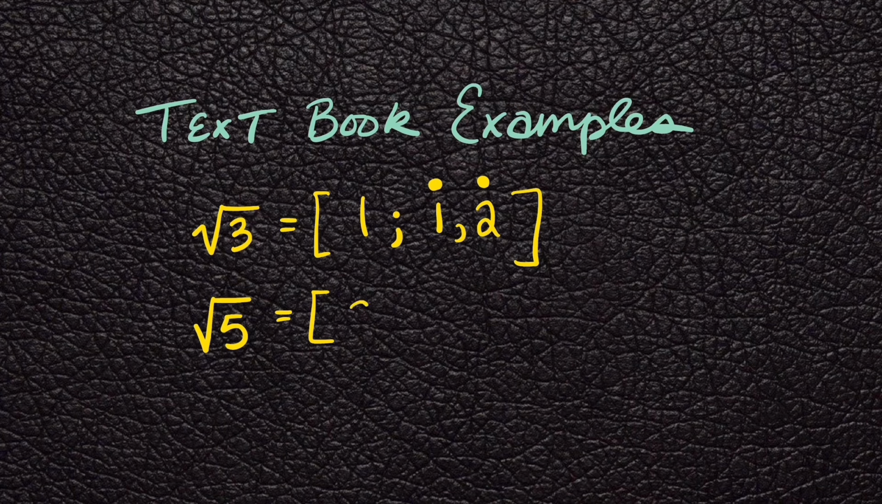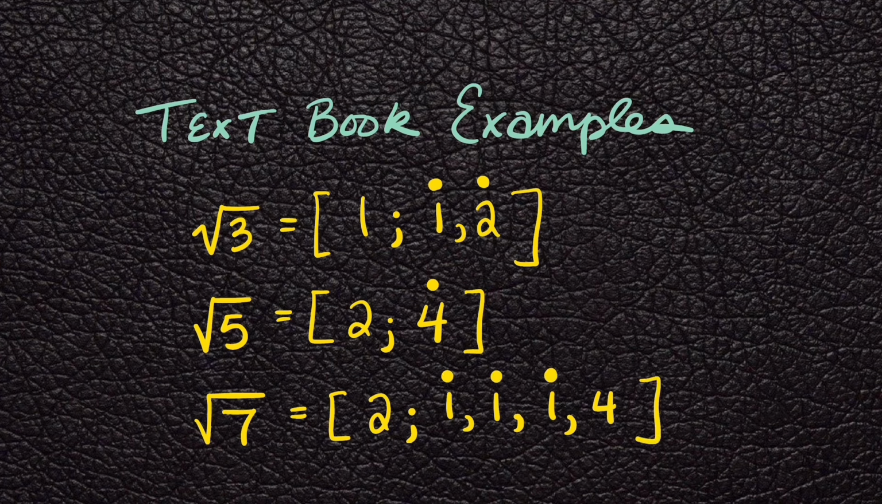A few textbook examples would be the square root of 3, which has this nice pattern, the square root of 5, which has this simple pattern, and the square root of 7, which has a little bit longer, lengthy repeating pattern, but a pattern nonetheless. Pretty cool, right?